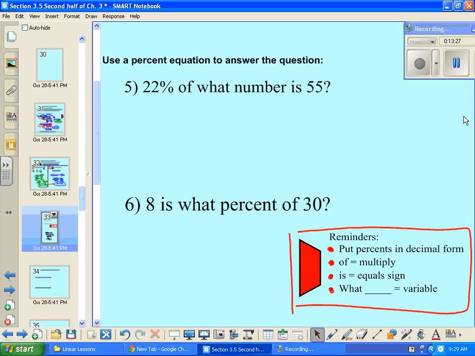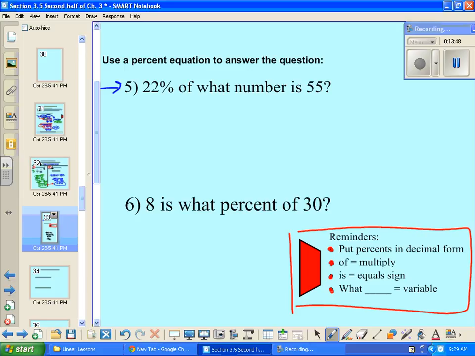If you're using this method, there are some things that may help you remember how to set these particular types of problems up. That's something I would like you to jot down in your notes, especially when you are using this method. So again, we'll set up two more problems here together just to make sure we have the right idea. This problem number 5 here says 22% of what number is 55?